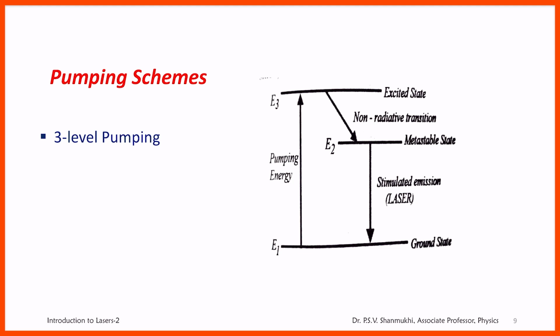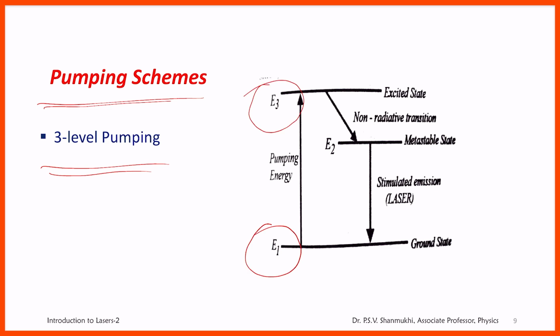Okay, coming to the next one, pumping schemes. Actually, there are two types of pumping schemes, 3 level and 4 level. 2 level is also there in the case of direct conversion, but hardly do we go for it, only in the diode laser case. Anyhow, here we concentrate on the 3 level pumping scheme. Simply there exist 3 energy levels. What are those 3 energy levels? Ground state E1, excited state E3 and metastable state E2.